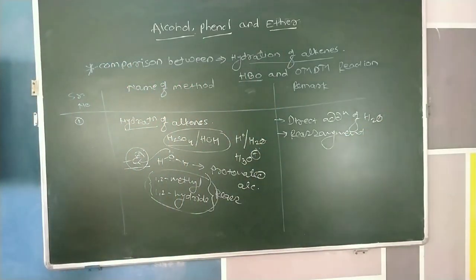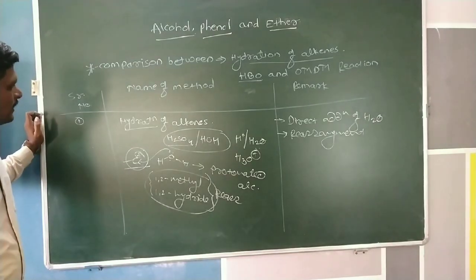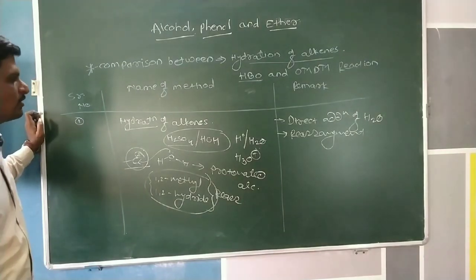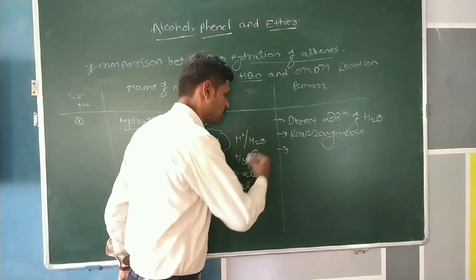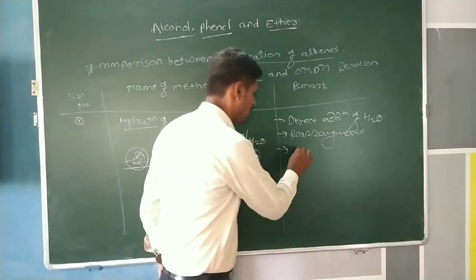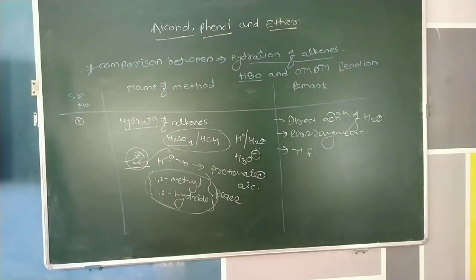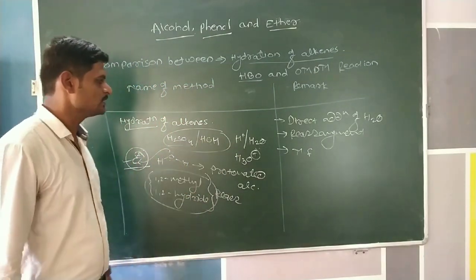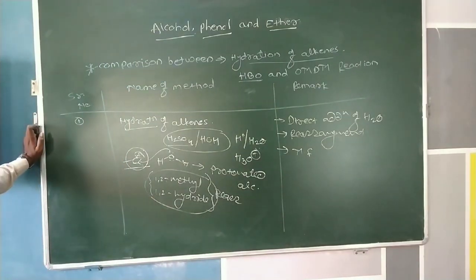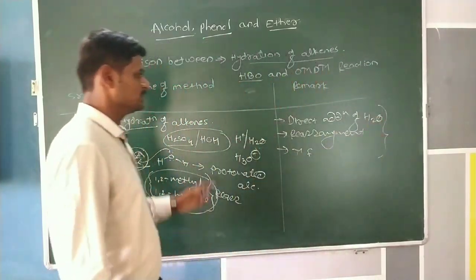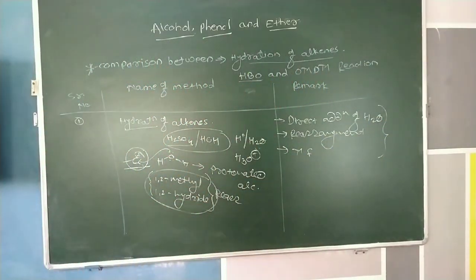Then the next point is that in the hydration of alkene, the hydroxyl group is attached to the double bonded carbon atom, and this addition of the hydroxyl group is according to Markovnikov's rule. These are some important points in the hydration of alkene.